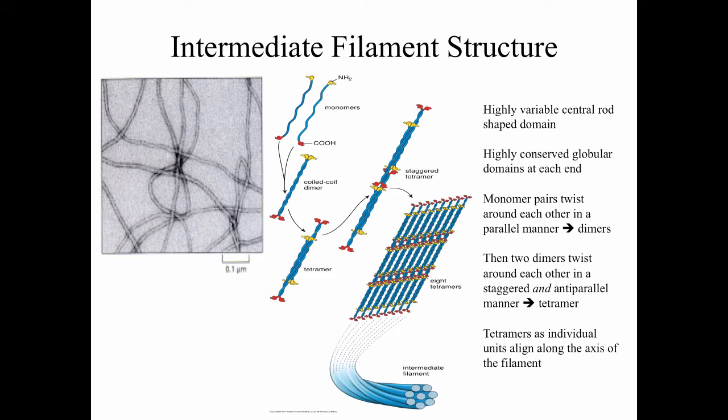Here just gives you an idea of the structure of intermediate filaments. There's a highly variable central region that's kind of like a rod shape, and this is why we say the intermediate filaments are very variable and they're almost unique to different tissue types. But there's also highly conserved globular regions at both the N-terminal and C-terminal ends of these molecules. Now, these intermediate filament monomers are going to twist around each other in a parallel manner and form a dimer type structure, but then two dimers are going to twist around each other in a staggered and anti-parallel manner to form a tetramer, and then the tetramers as individual units are going to align along the long axis of the filament to form these very stable rope-like structures. And here you can see them in the electron micrograph, and then just diagrammatically like this.